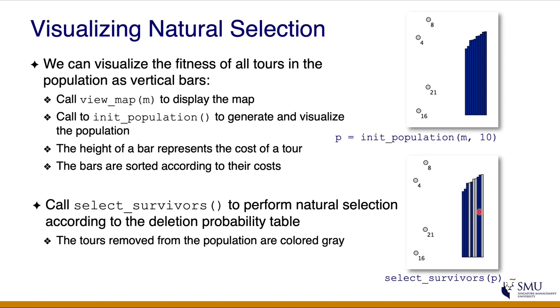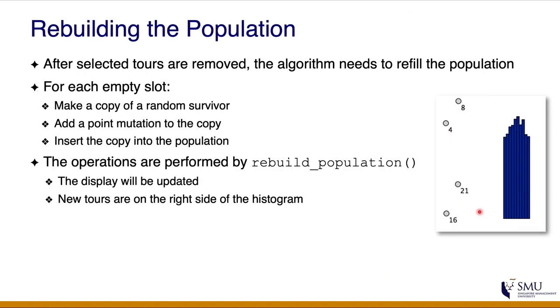Okay, of course, you don't just shrink the size of the population, you will need to grow the population back. And this is achieved by a function called rebuild population. So you essentially will randomly pick a survivor, and then for that particular survivor, you will apply a point mutation. After that, that particular mutated copy of the existing solution will be inserted back into the population.